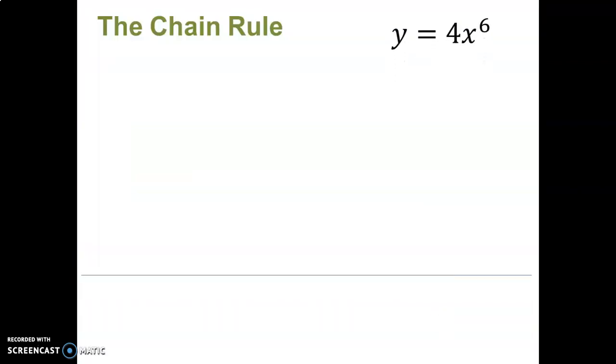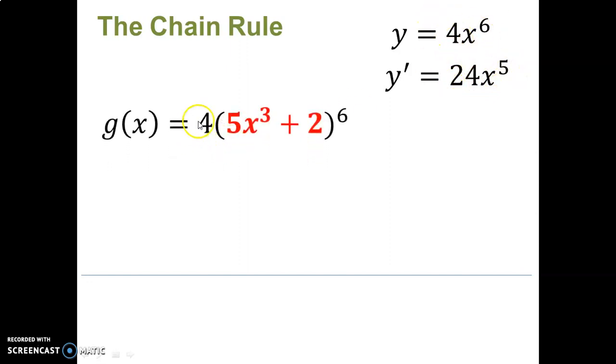So the chain rule looks like this. Well, this is not the chain rule yet. This is just an example of a simple derivative, right? We have y equals this, and then y prime, the derivative, is this. By the power rule, we can just drop the 6 down and lower the exponent by 1. That's the power rule. But now let's look at that in the context of the chain rule.